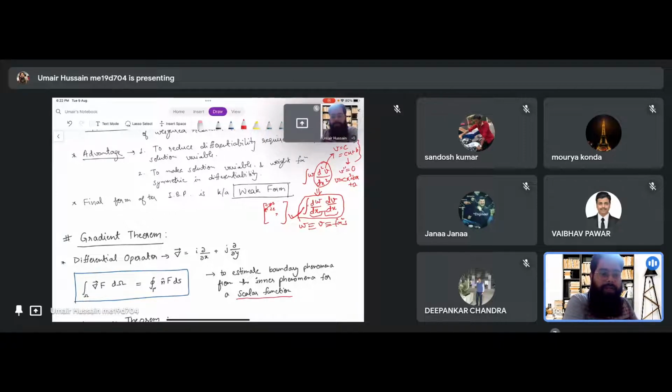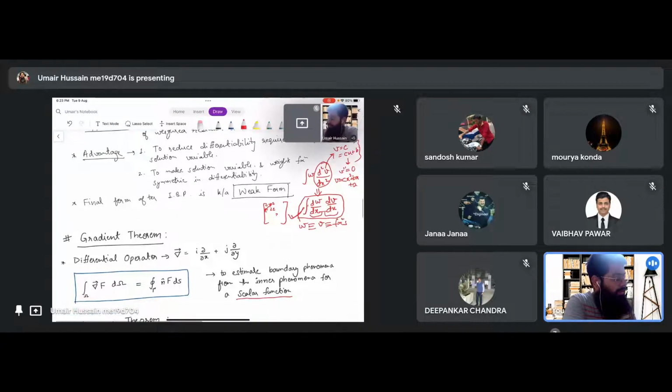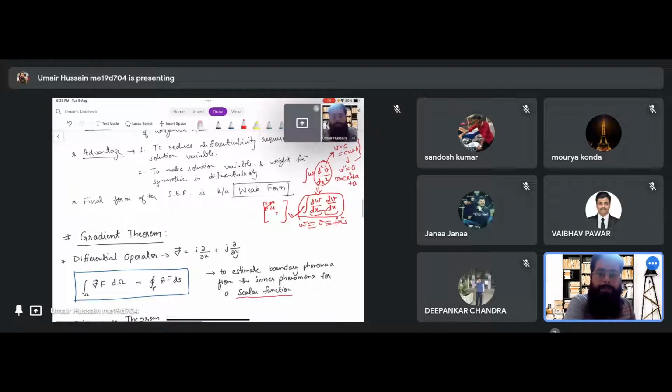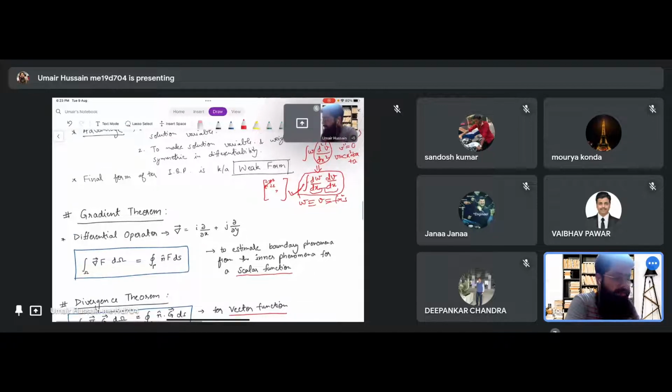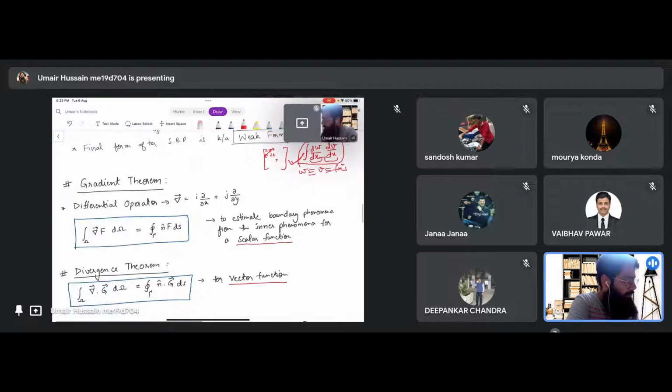You were in a way right, simpler, but this is the whole wisdom behind reducing differentiability. I hope this was understood. If there's any doubt, you can ping me. You can unmute and ask, or just drop a message.